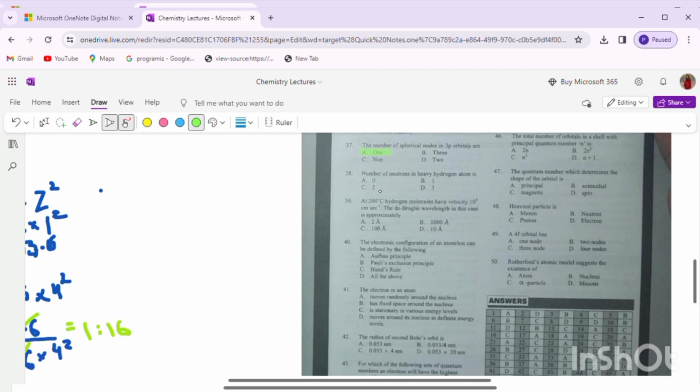Then we have the number of neutrons in the heavy hydrogen atom. How many neutrons would there be in the heavy hydrogen atom? We know that common hydrogen doesn't have a neutron in it. If we make it heavy, it means we are increasing its atomic mass, which means we are increasing the number of neutrons by one. So it is B.